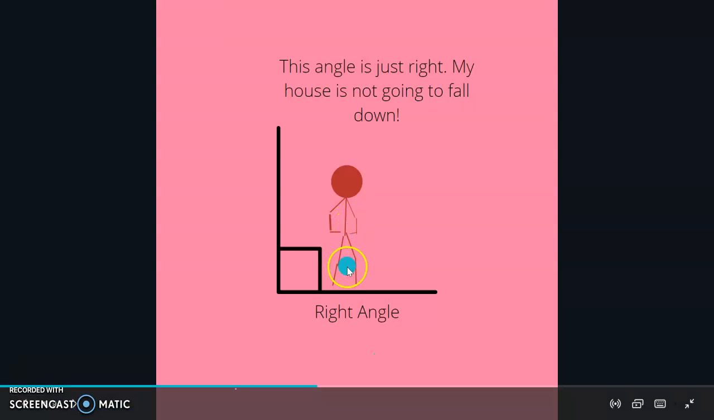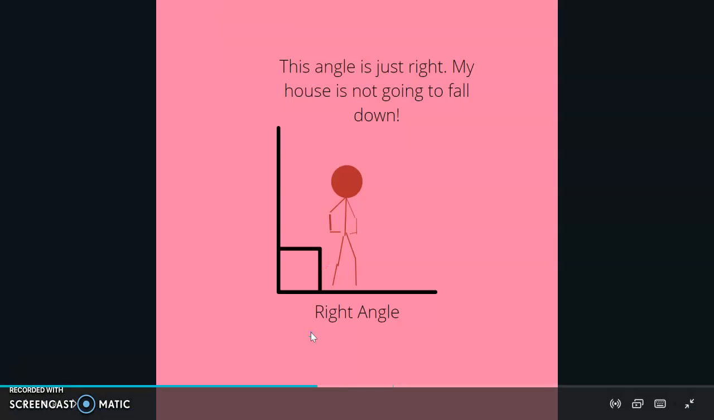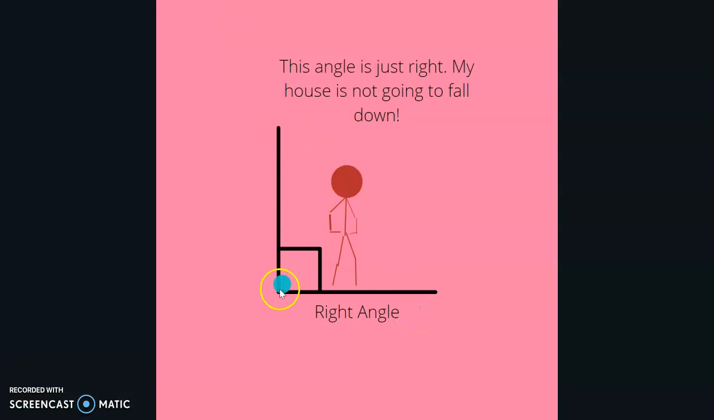So on your paper, I want you to draw a stick person that's standing up completely straight, and I want you to write right angle. This angle is just right. My house is not going to fall down. If you need to pause the video, go ahead so you can write all of this down. So draw your stick person and write where it says right angle underneath the angle, okay? And this is a 90-degree angle, all right?